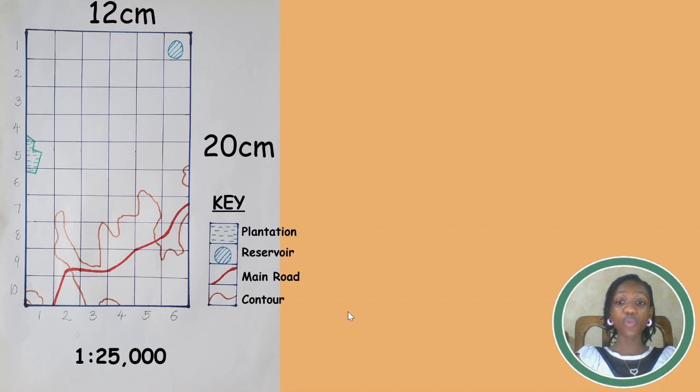Again, I want to remind you that you're supposed to use pencil for everything: the box, the grids, the key. The only reason I used colored pens was to make it clearer for teaching purposes and also for aesthetics. So now let's move on to the next question.